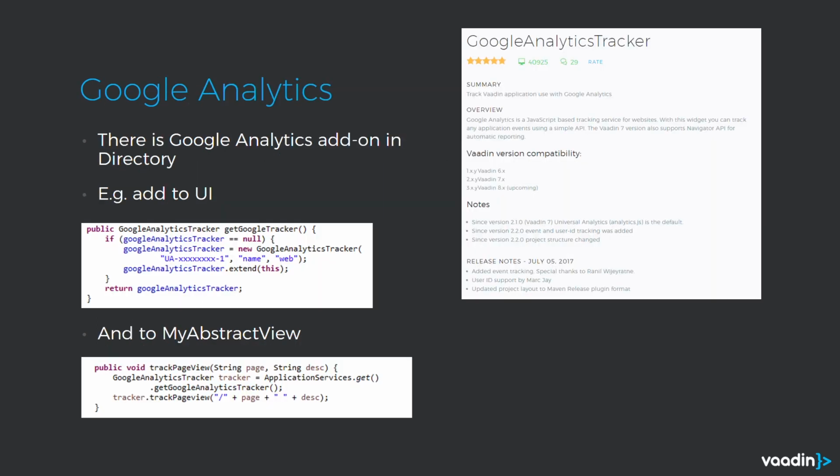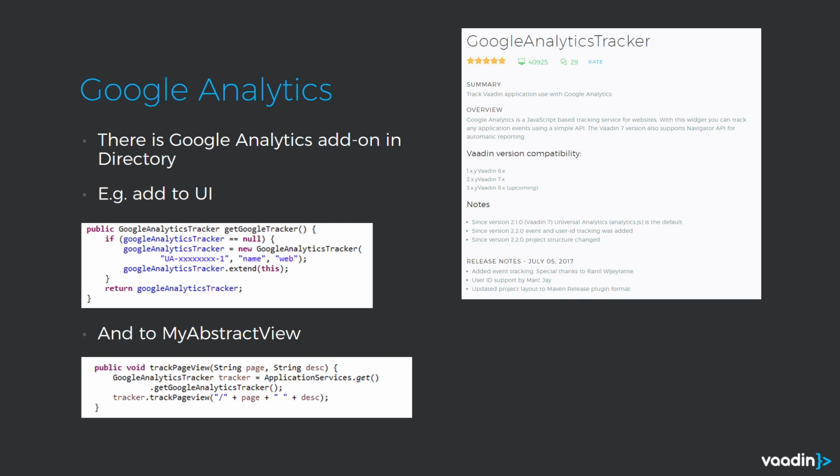Here I have a totally different tool called Google Analytics. I took this as an example since we have used it in a couple of cases, and there's even a Google Analytics add-on available in the Vaadin Directory, which is fairly popular. As you can see, there are over 40,000 downloads for it, and it's fairly easy to use. So you add it to your POM XML and then some piece of code to your main UI so that you can get the tracker instance you are using.